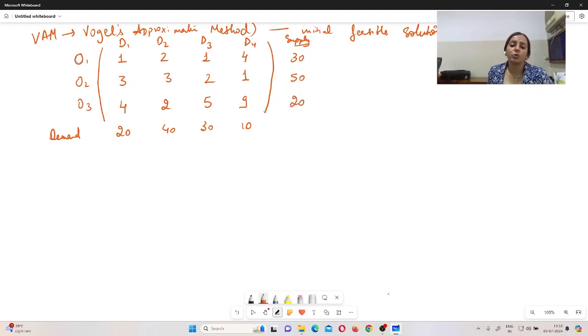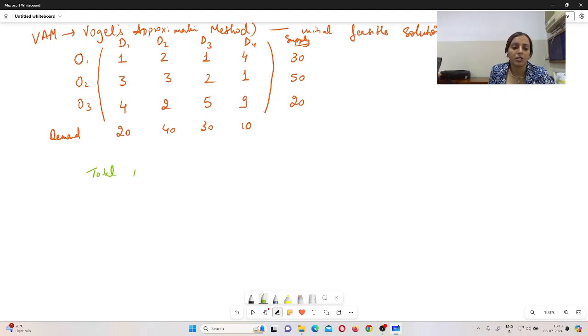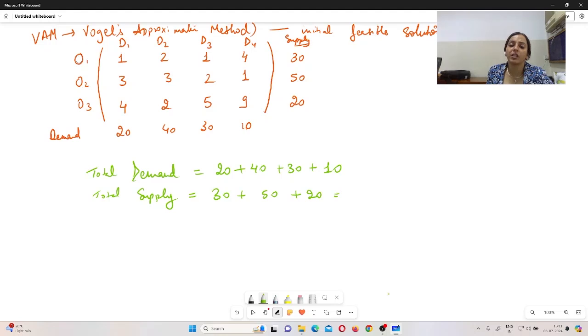Again, step number 1: we have to first check whether the demand is equal to the supply. So check the total demand, which equals 20 plus 40 plus 30 plus 10. Then check the total supply by adding all the supply values: 30 plus 50 plus 20. Adding all the values, we definitely find that demand equals supply. After getting this, we will apply the VAM method, that is Vogel's approximation method.